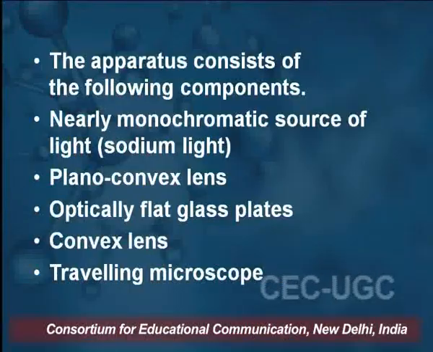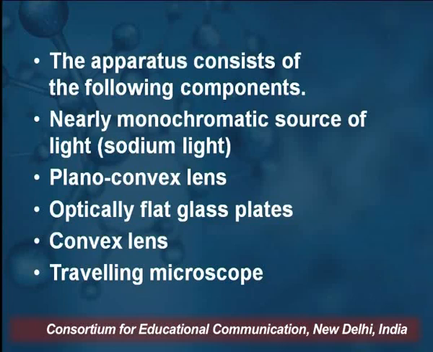Now, what is the apparatus used in Newton's ring? Now we see what the parts are in the Newton's ring experiment. The apparatus consists of the following components. Number 1, a monochromatic source. Most of the time we use sodium light, which produces a yellow color output. Second is the plano-convex lens, an optically flat glass plate, and a travelling microscope. Every part plays an important role in the construction of Newton's ring.